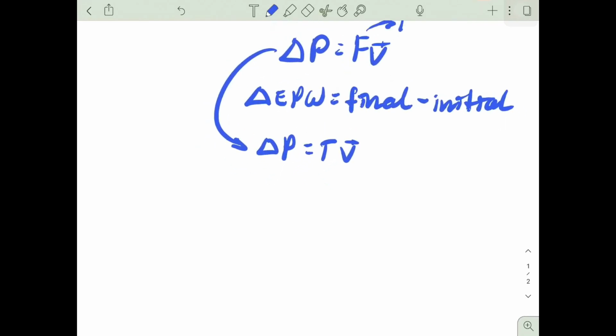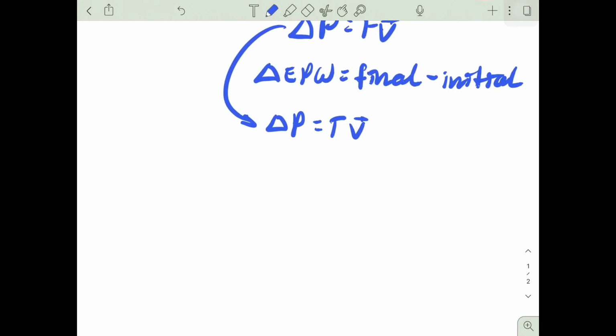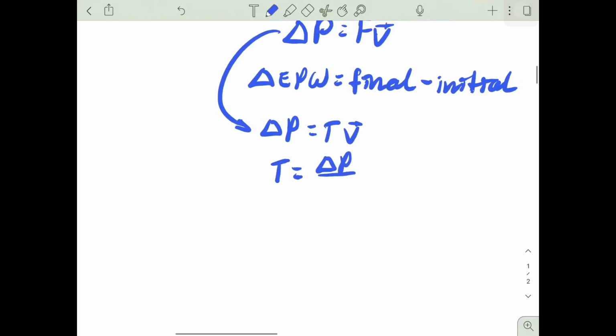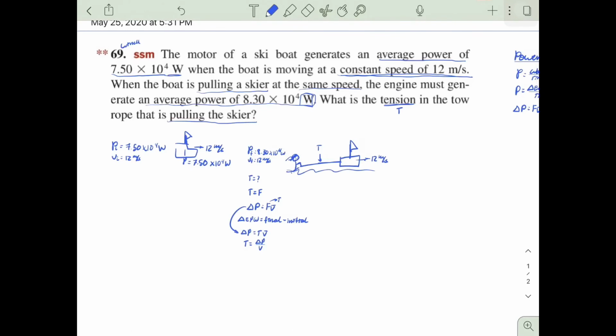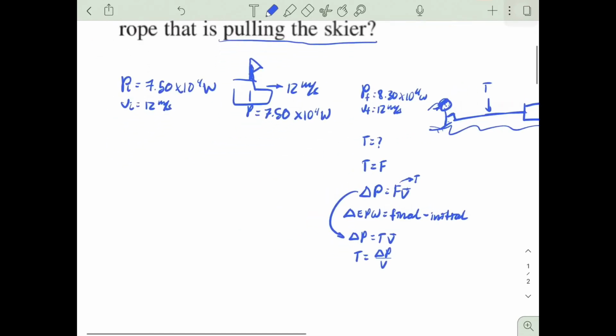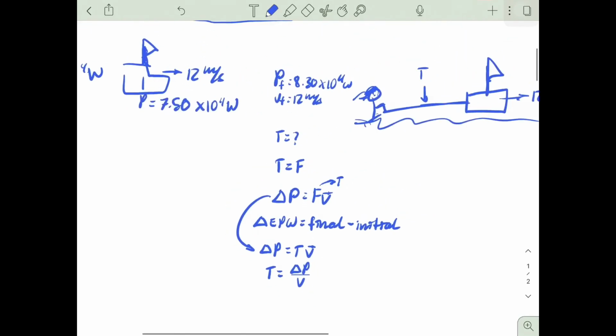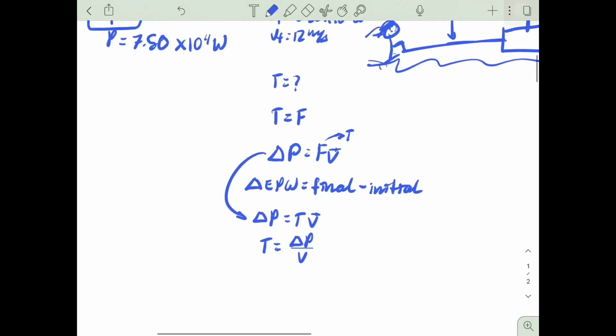So this is change in power equals tension times velocity. We can move this around to find the variable that you really want. We want tension in this case, so we move tension over to the left, and change in power over to the right over velocity. The final power is what they're giving us when it's pulling a skier, and they're asking us for the tension when pulling a skier, but they also give us the initial power before pulling a skier. So we can think about this as before and during the skier.